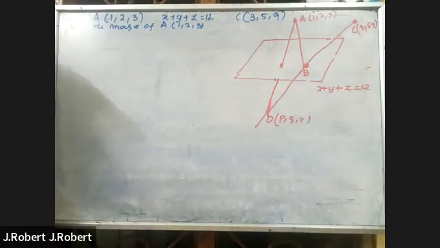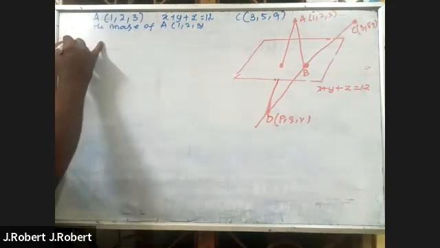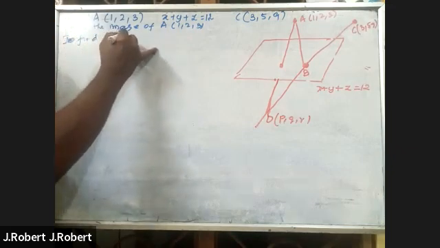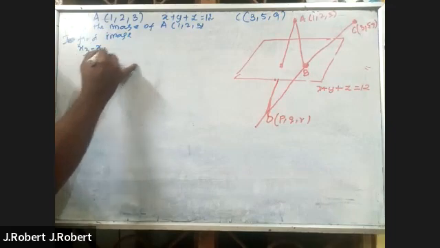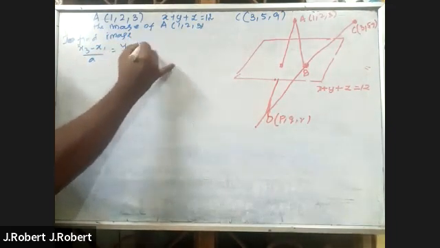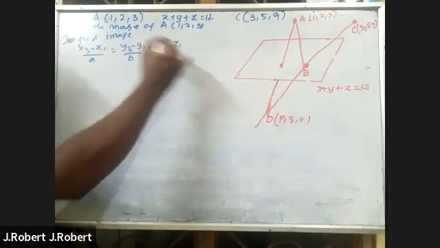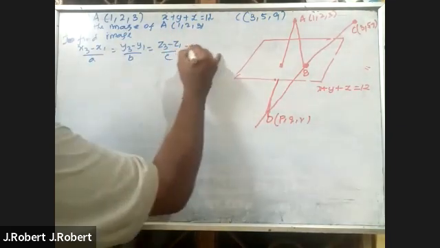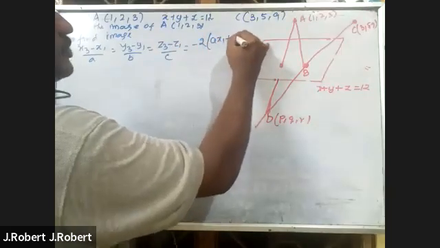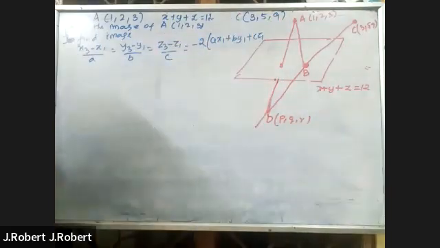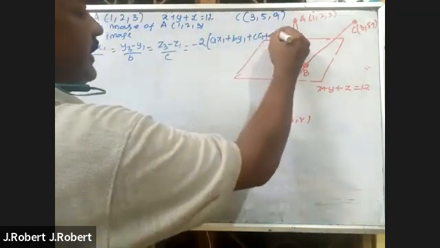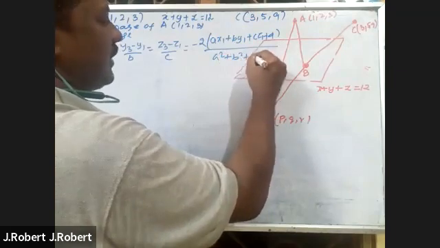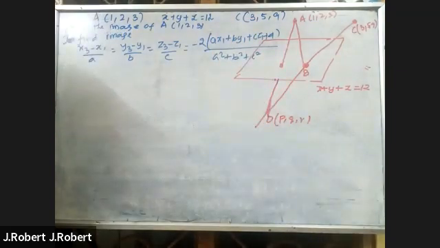If you want to find out the image point, we know the formula: x3 minus x1 by A equals y3 minus y1 by B equals z3 minus z1 by C, which equals minus 2 into ax1 plus by1 plus cz1 plus d, divided by a square plus b square plus c square. If you did not attend that class, please learn how to find the image. This is the one. Similarly, I gave a formula to find the foot of the perpendicular.